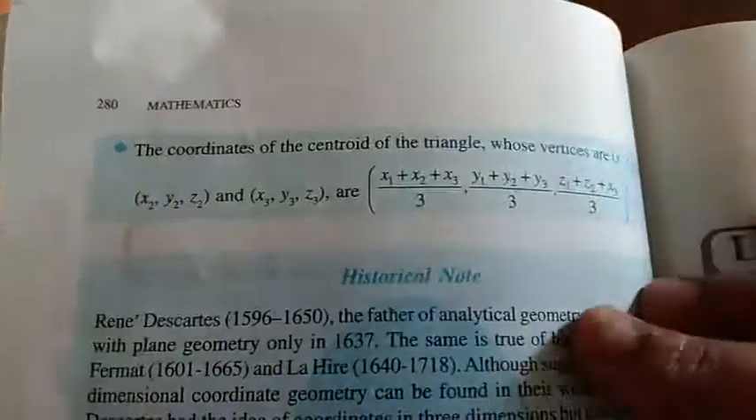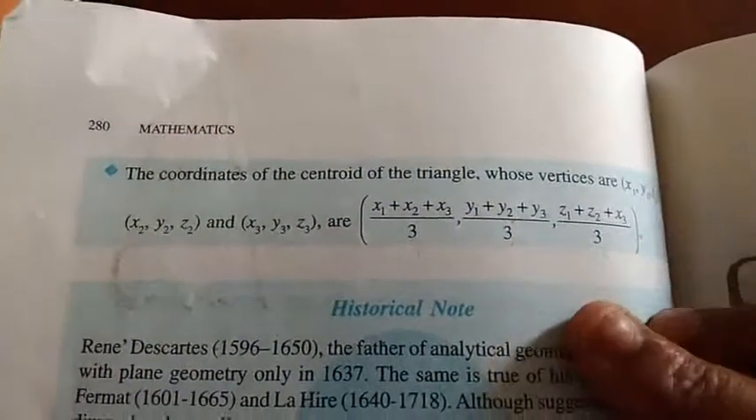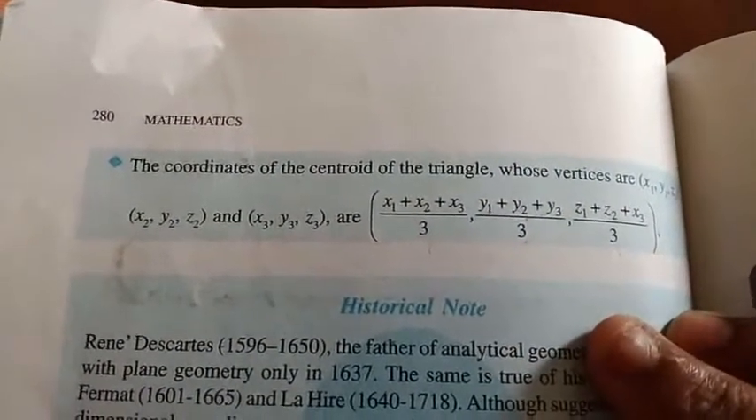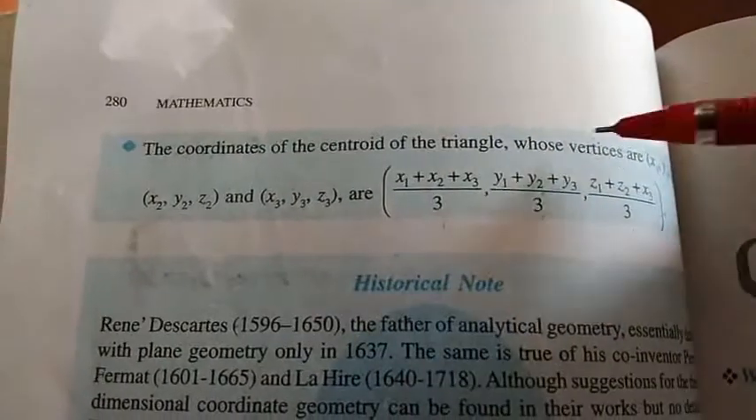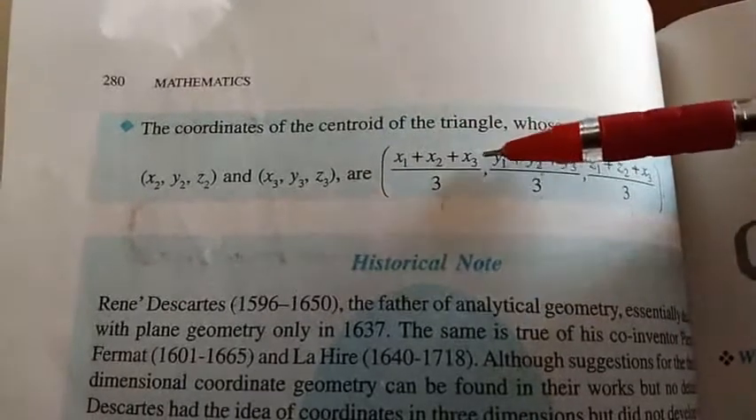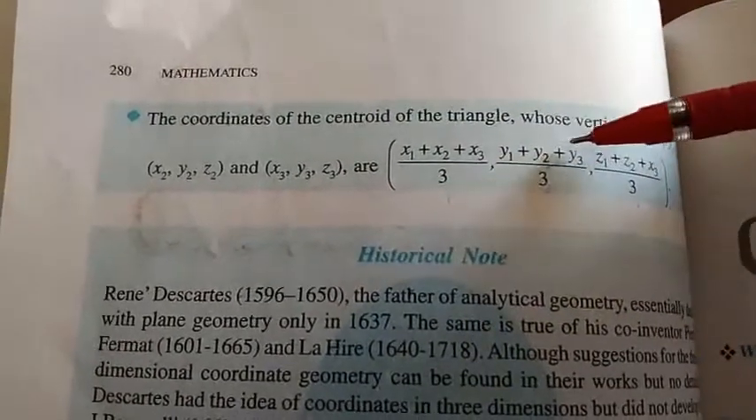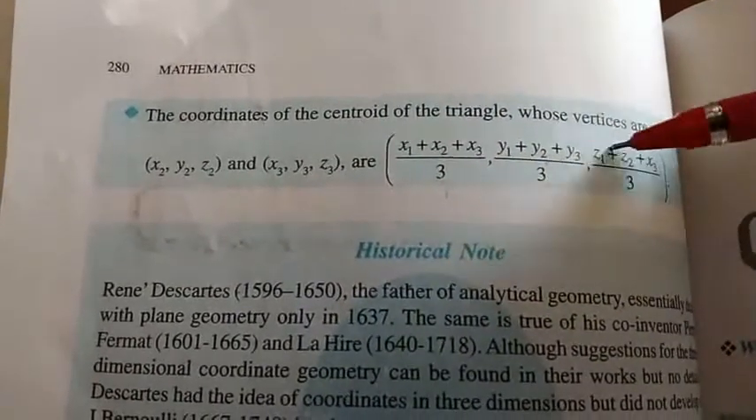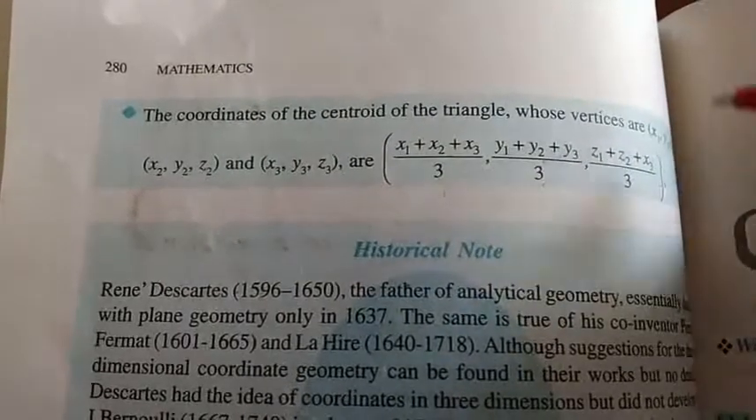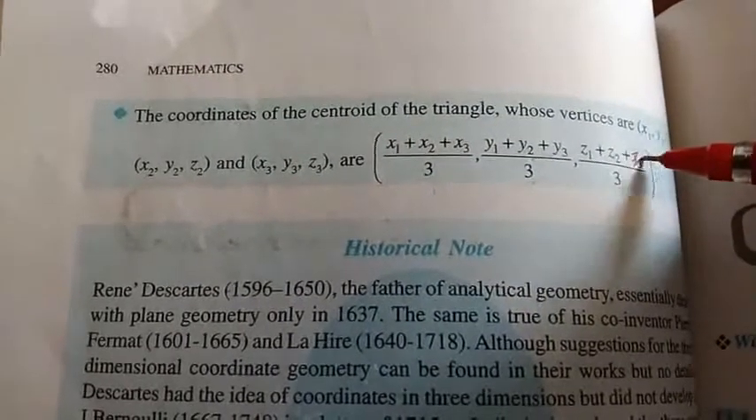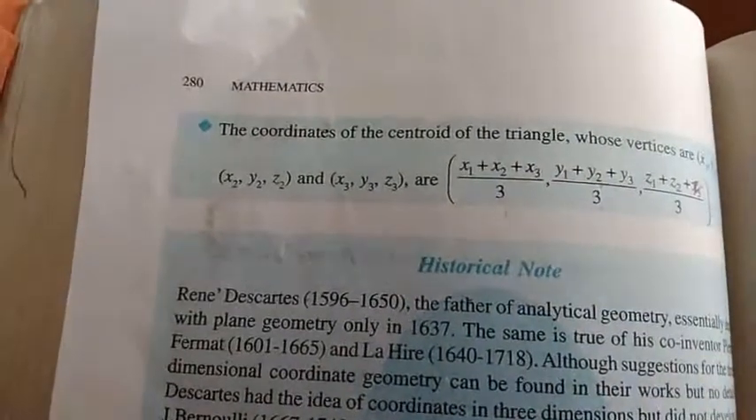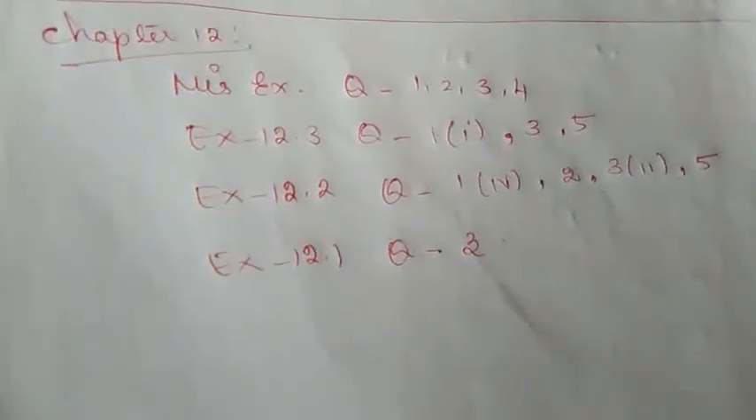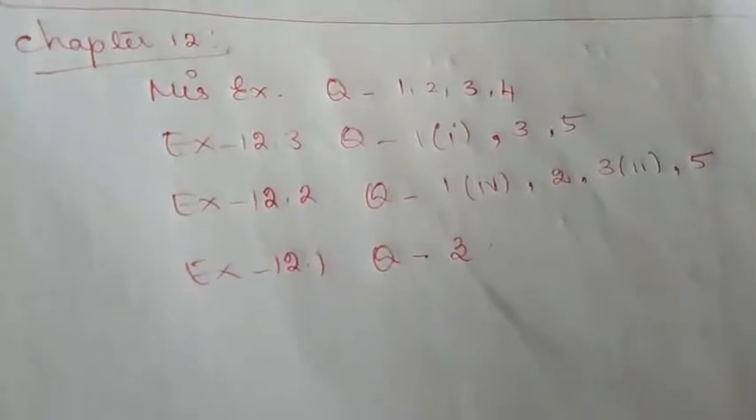And one more formula is there, for the centroid. The centroid is the meeting point of all the medians in a triangle. All the three vertices of the triangle will be given. How to find the centroid? x1 plus x2 plus x3 divided by 3, y1 plus y2 plus y3 divided by 3, z1 plus z2 plus z3 divided by 3. This is the formula to find the centroid of the triangle. That's it, all about the introduction to three-dimensional geometry.